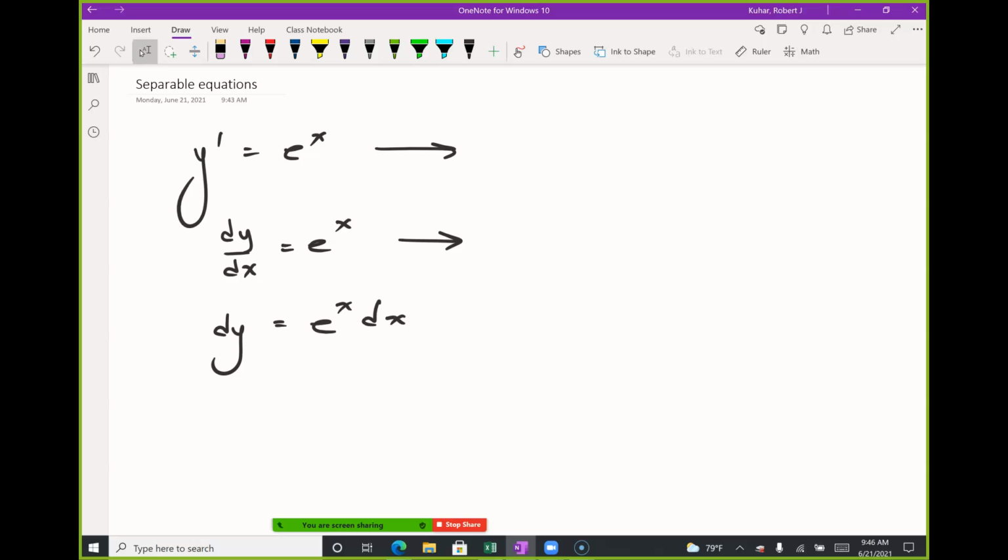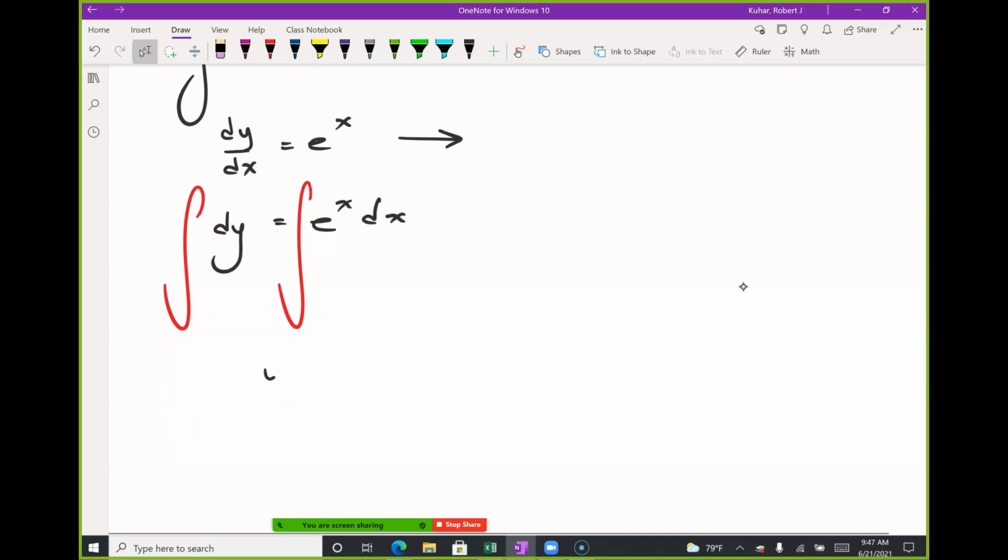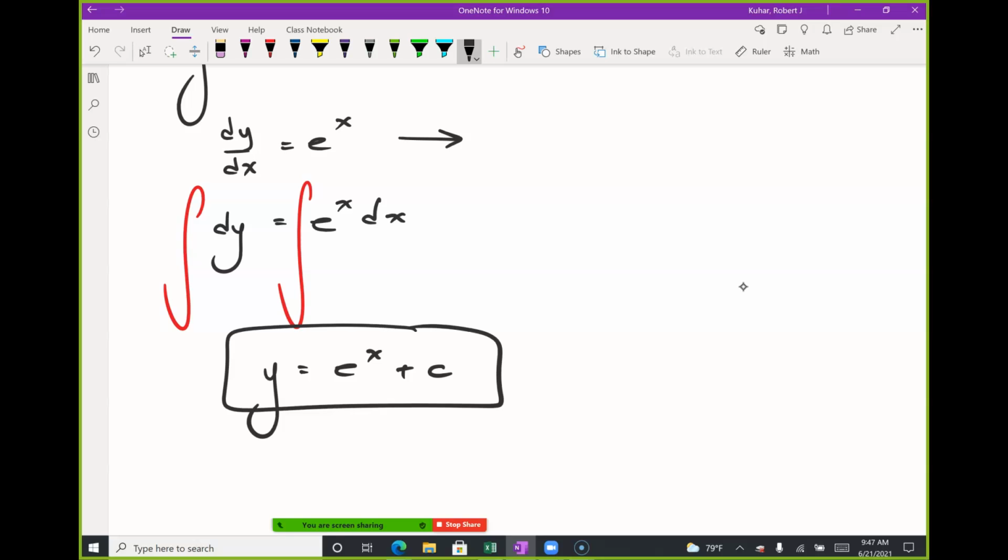So now I can integrate this, right? So now I can integrate. Sorry, let me use a different color there. I'm integrating here, and I've already got the differential built in, right? So I'm just saying, well, let's undo that differential, right? We just took a derivative. Let's undo that derivative. And so what do I get here on the left now? I get a y, and I get e to the x plus c, and there's my general solution.